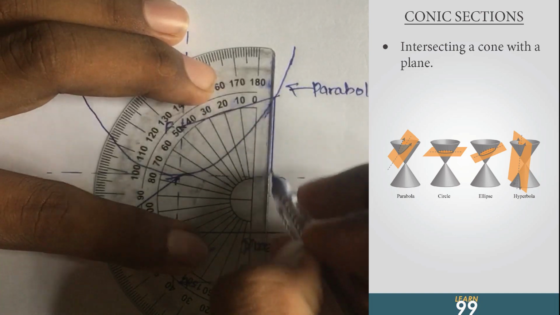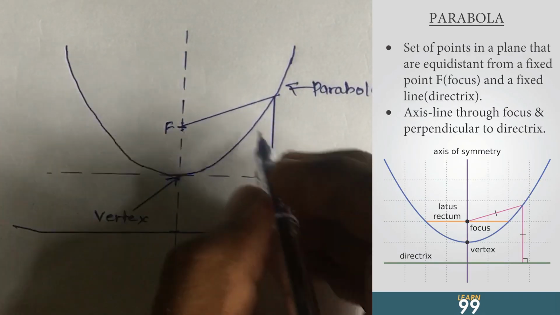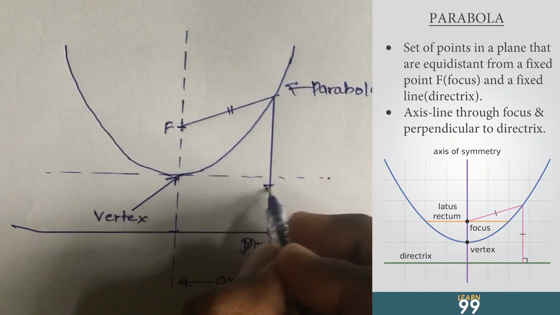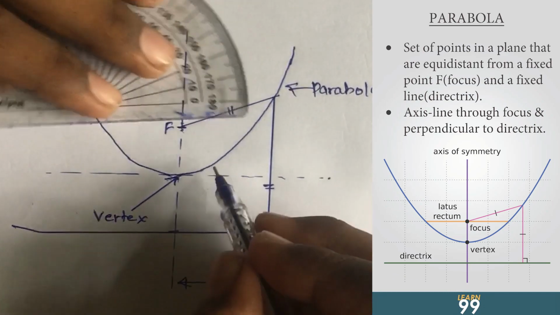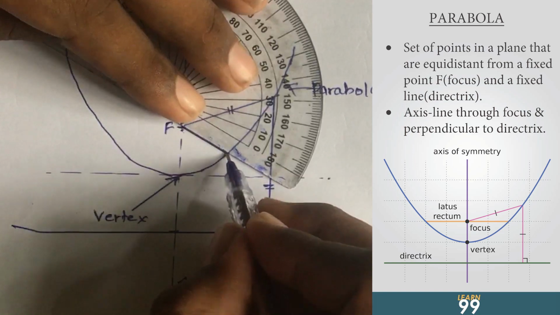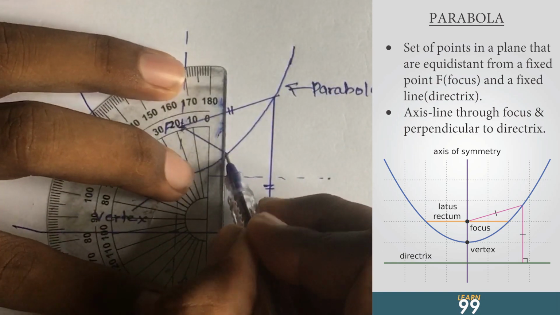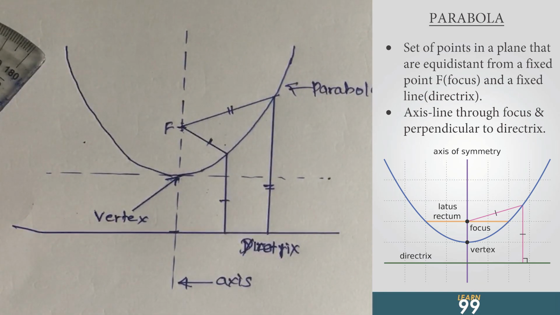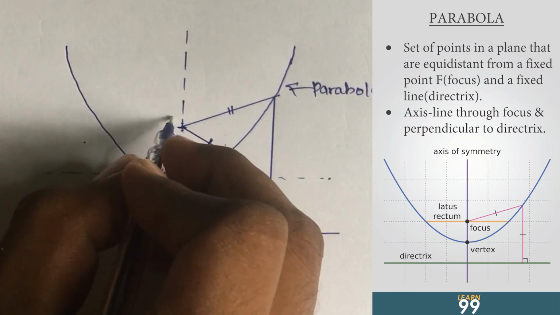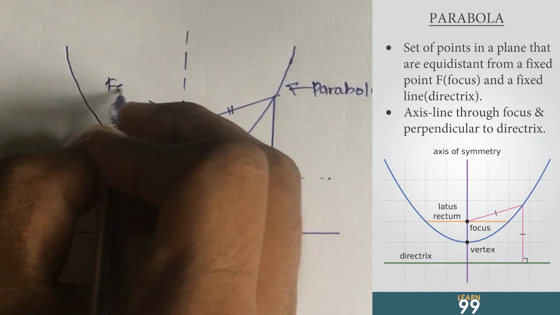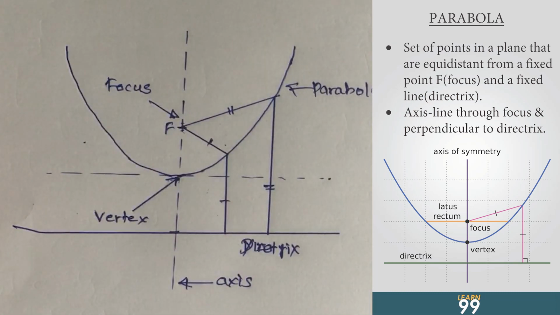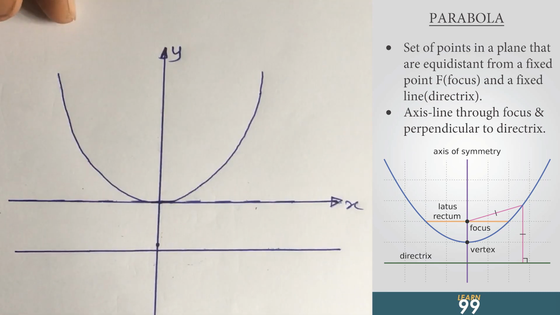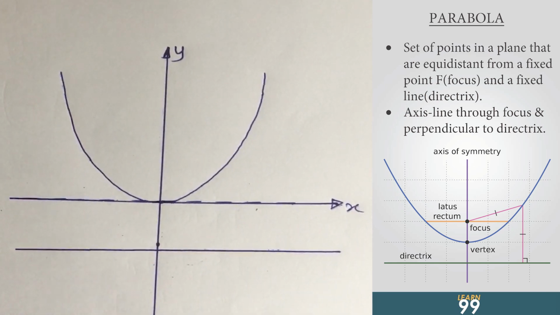Now you can see the properties of parabola. It has a focus. Then what is parabola? Parabola is a set of points in a plane that are equidistant from a fixed point F, that is focus, you can see in the video, and a fixed line directrix. Then we can define the vertex point, which is halfway between focus and that directrix. A line through the focus perpendicular to the directrix is called the axis of the parabola.